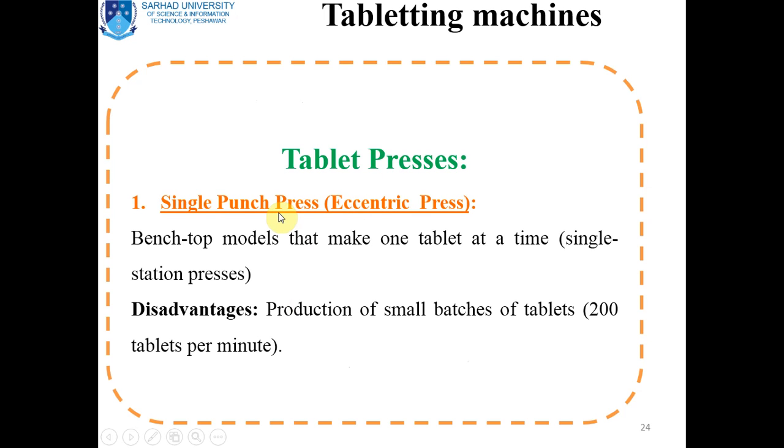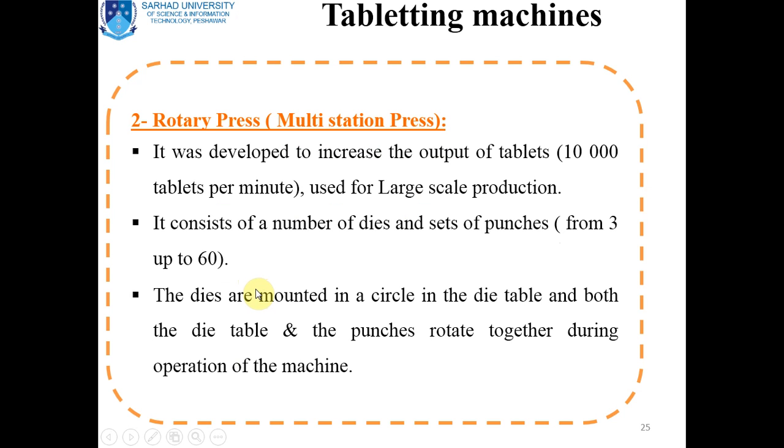Tablet presses: the single punch press, also termed an eccentric press or tabletop model, makes one tablet at a time. It is a single stationary press. The disadvantage is the production of small batches of tablets, about 200 tablets per minute. It is a disadvantage of the single punch compression machine.